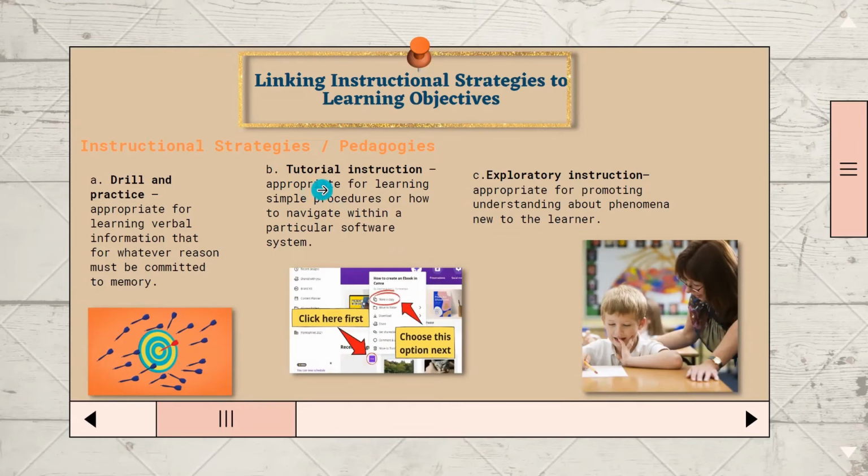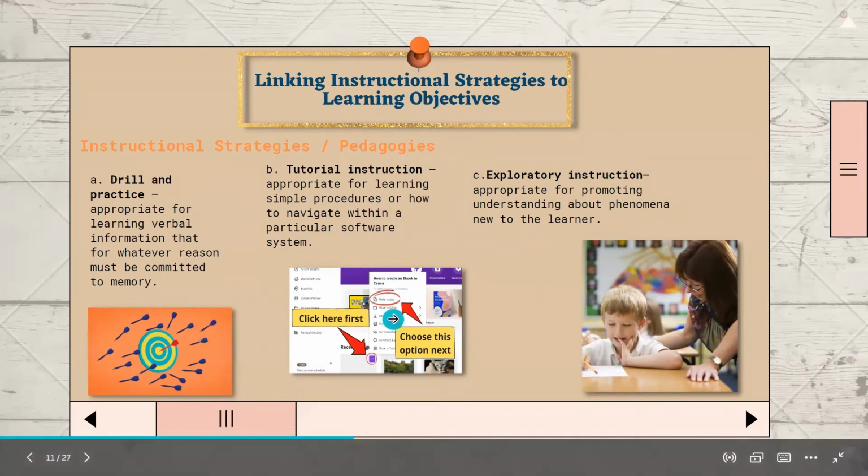Next is the tutorial instruction. It is appropriate for learning simple procedures or how to navigate within a particular software system. Say, for example, this figure below.